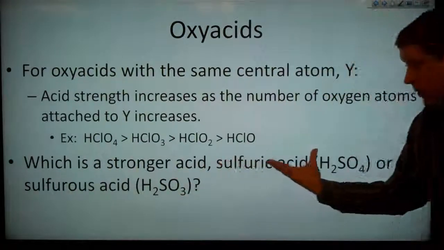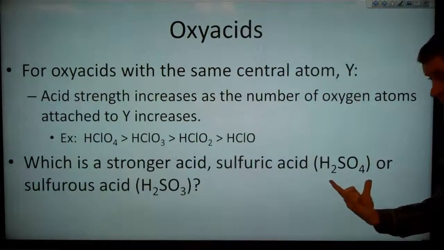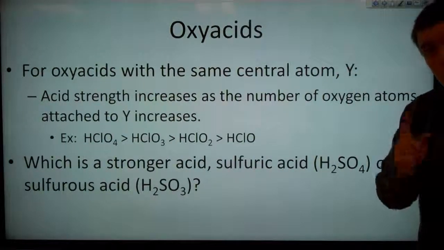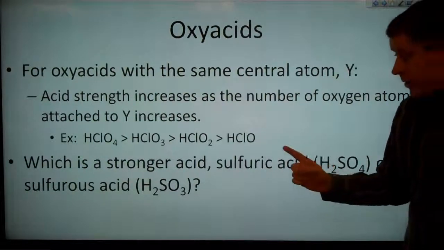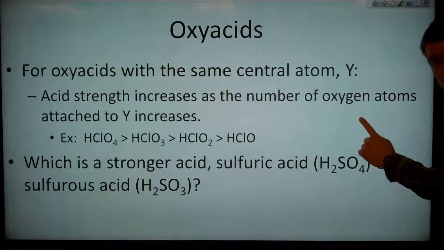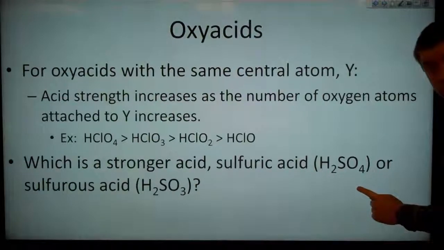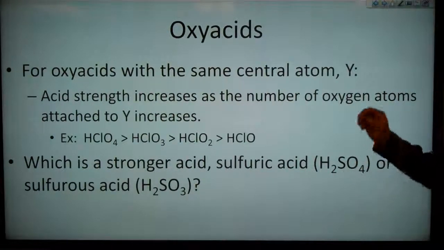So, which one is a stronger acid then? Sulfuric acid, H2SO4, or sulfurous acid, H2SO3. I want you to pause the video and think about it. So, the stronger acid is one with more oxygen atoms bonded to the central atom. That's going to be the sulfuric acid. Sulfuric acid is one of our strong acids. Sulfurous acid is not one of our strong acids.